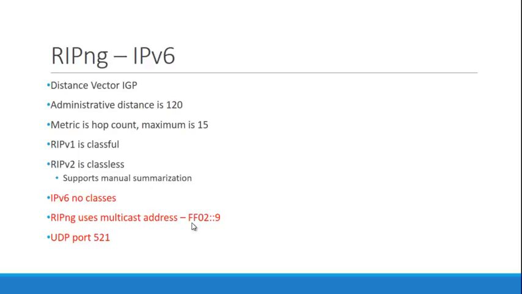RIPng uses a multicast address also. Its multicast address is FF02::9. And instead of using UDP port 520 as its transport protocol, it uses port 521. And those are our major differences. Next we'll configure it and we'll see a couple other differences. But otherwise, they're both RIP, just for different versions of IP. So let's go ahead and configure RIPng and IPv6.